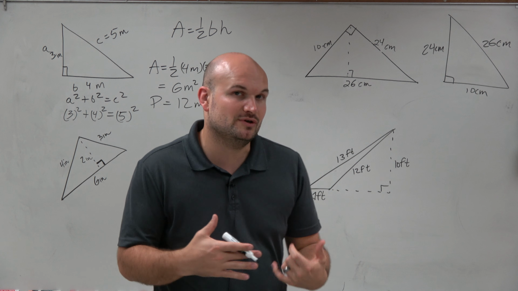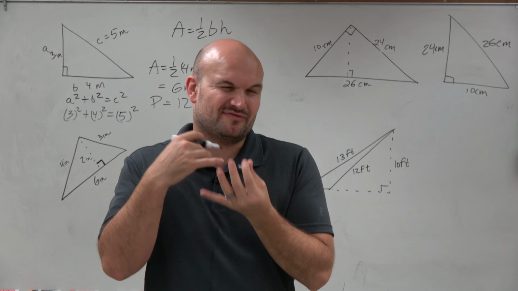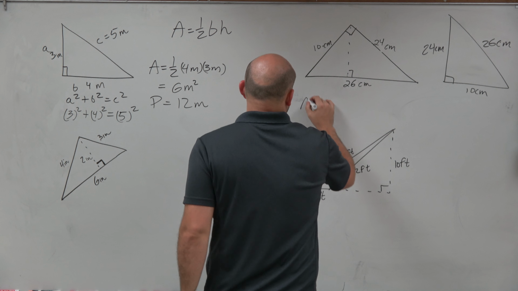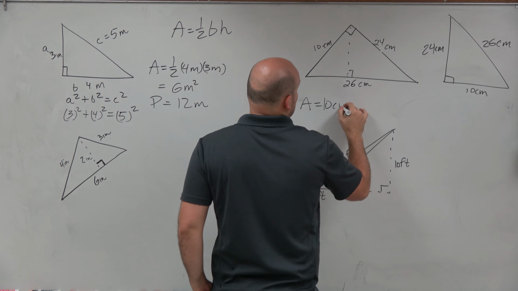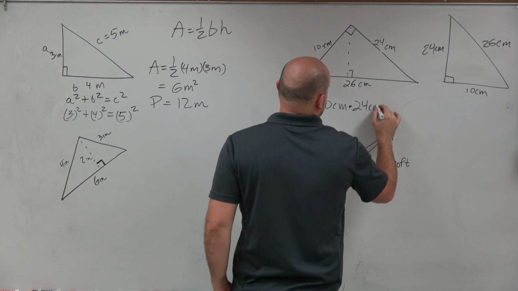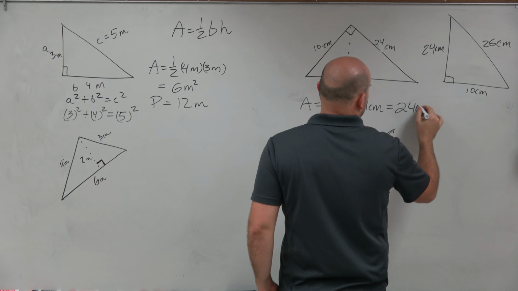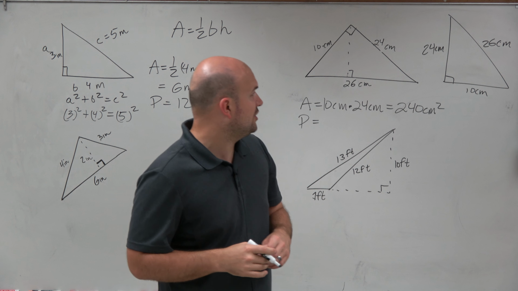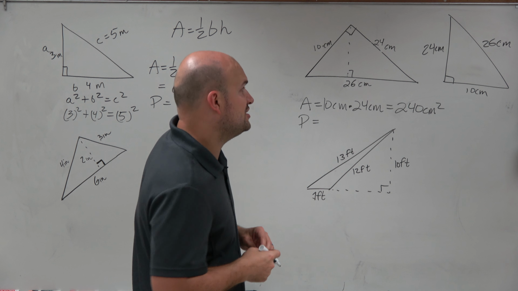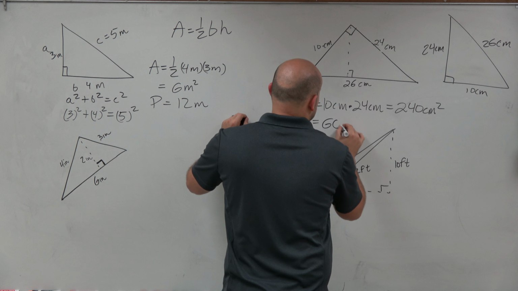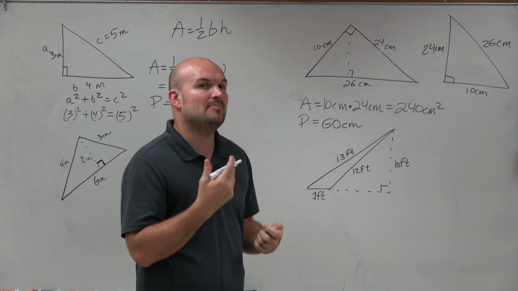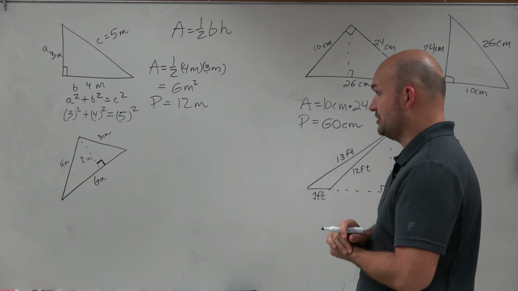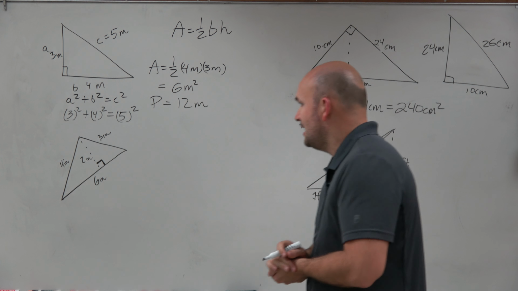That's very, very important for you to understand, that we can rotate these figures. If it's not very obvious what the height and base is, then we can rotate them. So the area is going to be 1/2 times 10 centimeters times 24 centimeters, which equals 120 centimeters squared. The perimeter is just going to be the addition of all of them. 24 plus 26 is 50, plus 10 is 60 centimeters. So again, you're just adding up all the lengths. And the next one, this one doesn't look very good, but there's actually multiple different ways to do this.